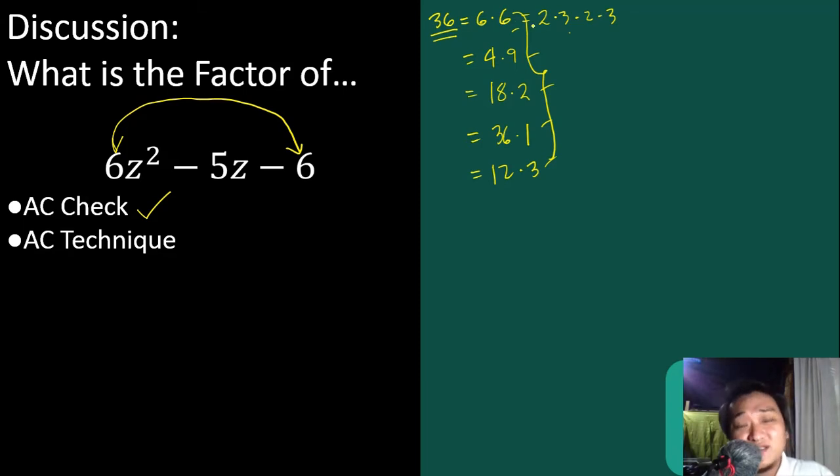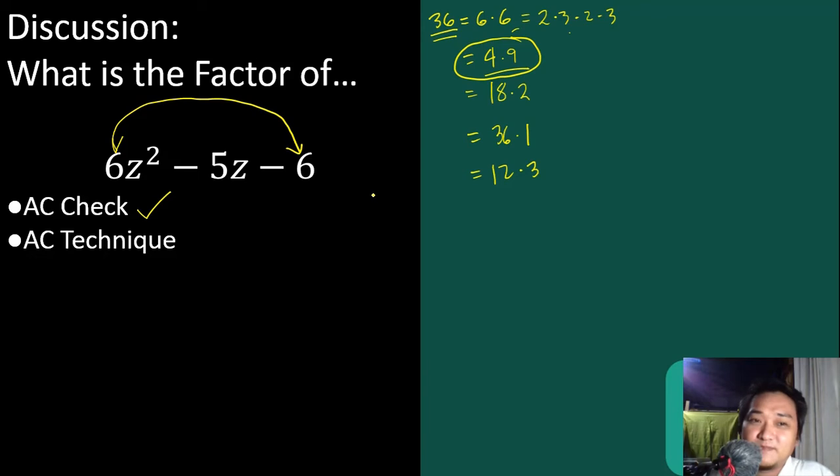So, 6, right? And 6 can also be 5 or negative 5? I don't think so. How about 4 and 9? Okay, so we have 4 and 9. Let's say 9 minus 4, that is equivalent to 5. So we will stick to this. We will stick to 4 times 9.